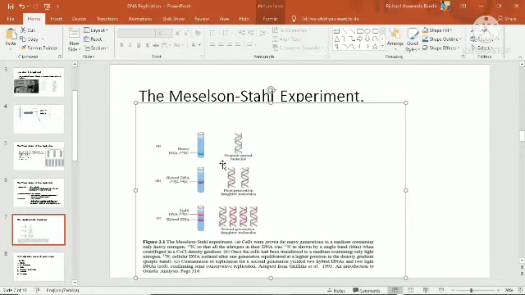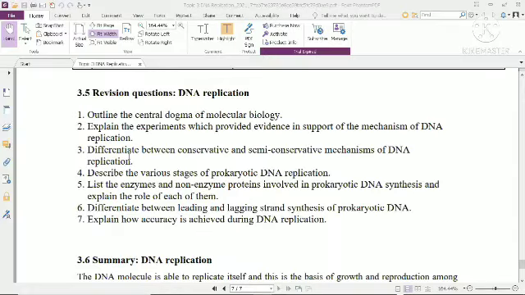And then after the second generation, there are two bands, one containing the hybrid, the one they observed in the first generation, and then the other one which contained just the light N14. After what they observed in the second generation of cells, they determined that DNA replication follows the semi-conservative model. And so I have a question.